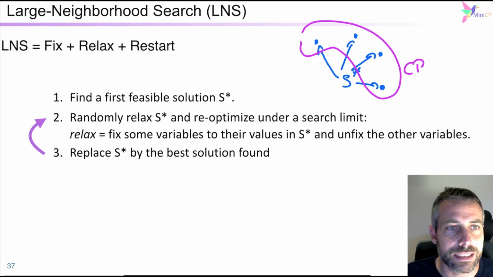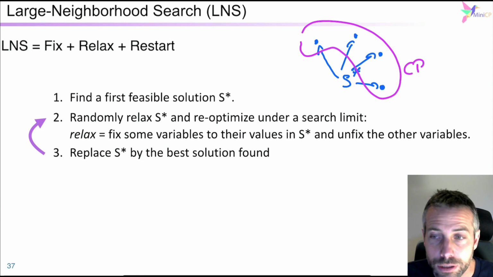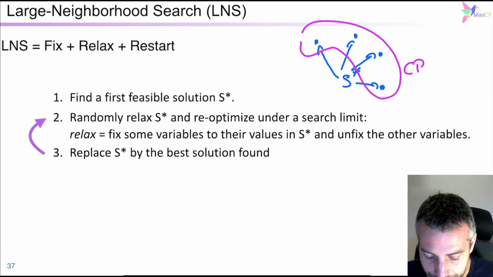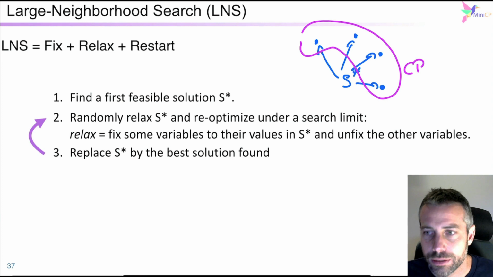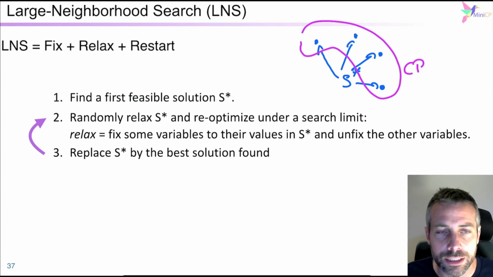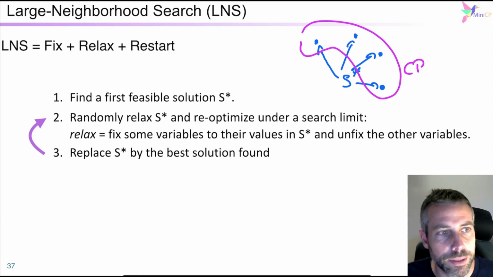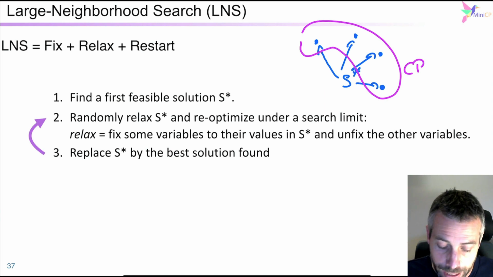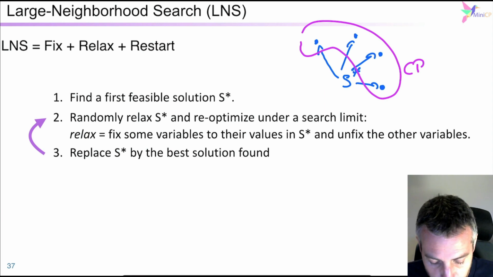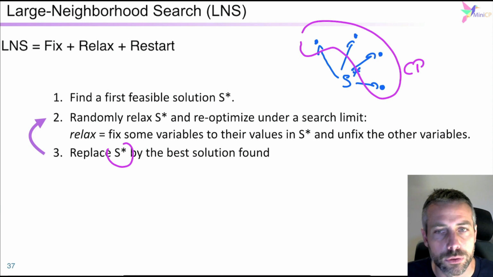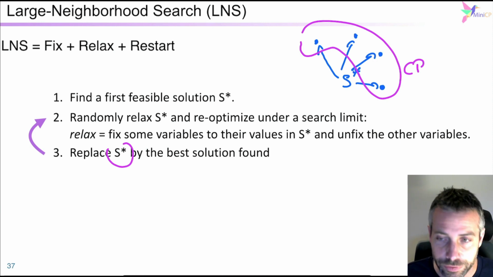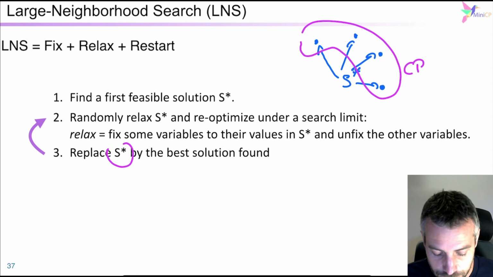We do that by relaxing some variables of the current best feasible solution. So we take the solution S star and we restore some variables to the domains that they had initially in the model. And then you re-optimize, you refix some of the variables by using CP. And if you are able to improve the current best feasible solution, of course, you replace it and you start from step 2. And you loop like this again and again until, for instance, you have reached a given number of large neighborhood search iterations.